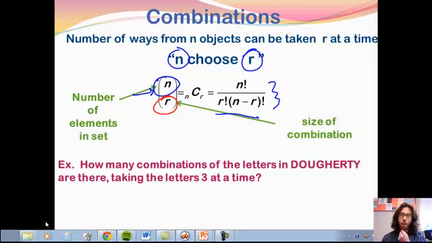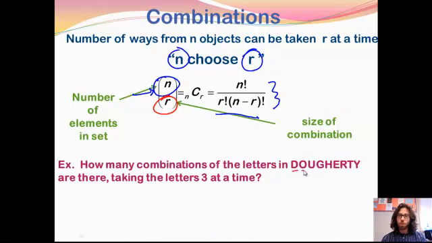Okay, so basically in this case we need to identify the 2 pieces of information. We need to identify n. Well, n is the number of elements that we have. Well, there's 1, 2, 3, 4, 5, 6, 7, 8, 9. So n will equal 9 in this case, and we want them to be in groups of 3. So r is just going to equal 3.